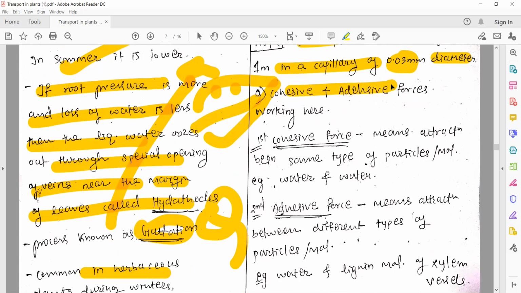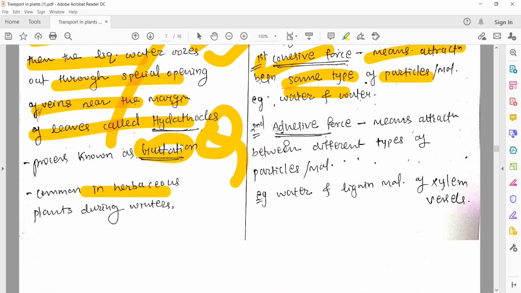Now we have the cohesive and adhesive force theory also. So let's talk about this. Cohesive force means the attraction between the same type of particles or molecules, that is between water and water. I will be explaining this on the white screen. And adhesive force means attraction between different molecules, so water and the lignin molecule of the xylem vessel. To understand this in a better way, let's go to the white screen.